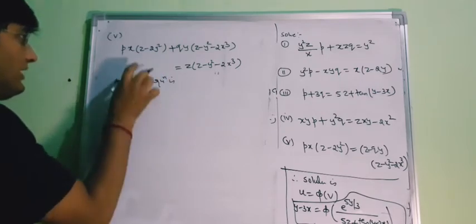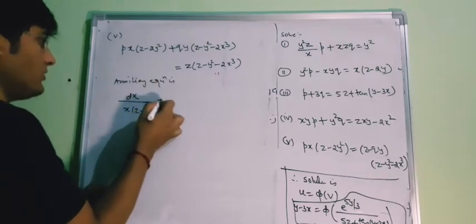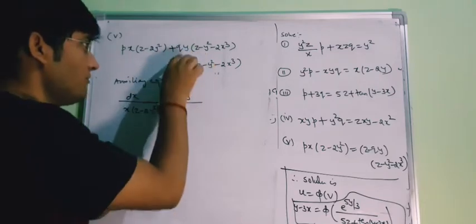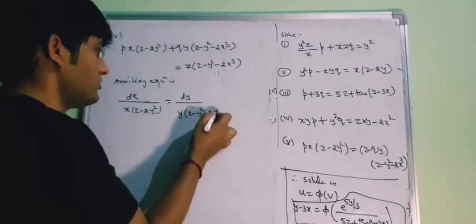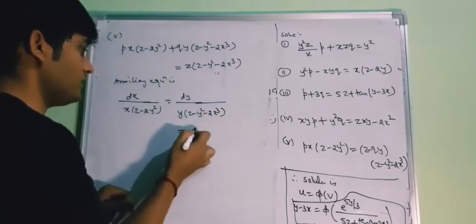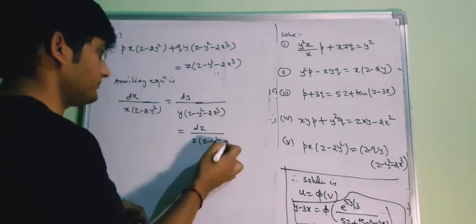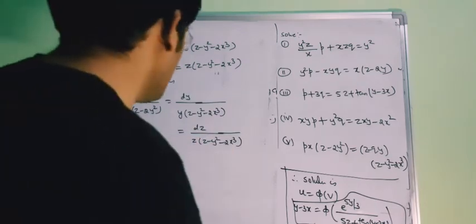dx upon capital P, and capital P is x minus z minus 2y square. Then we will have dy upon capital Q. So capital Q means the multiplier of small q. So this is your term, and then finally we will have dz upon r, and here in place of r we have this term. So this is your solution.